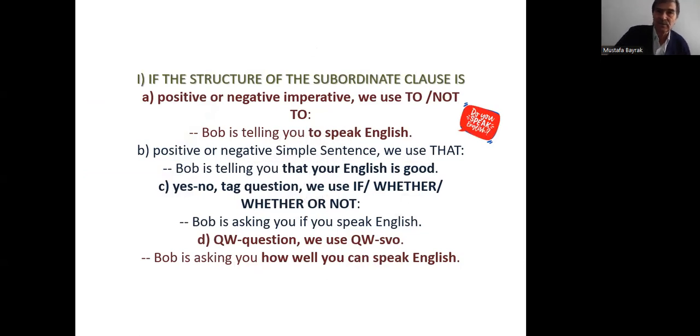If the structure of the subordinate clause is positive or negative imperative, we use to, not to. Bob is telling you to speak English. Positive or negative simple sentence, we use that. Bob is telling you that your English is good. Yes/no questions, we use if, whether or not. Bob is asking you if you speak English.